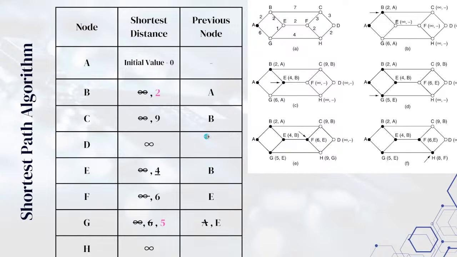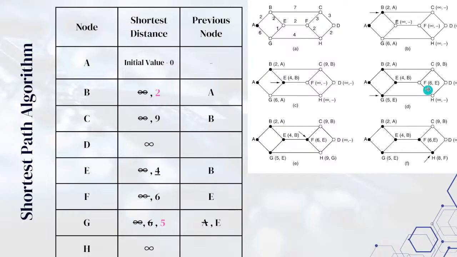If I am writing C as 9, no need to change because it is already 9 only, right? The earlier B to C distance was also 9, so no need to change because it is similar. 6 plus 3 or 7 plus 2, both are the same. So I'm not changing here. The previous node is B only.